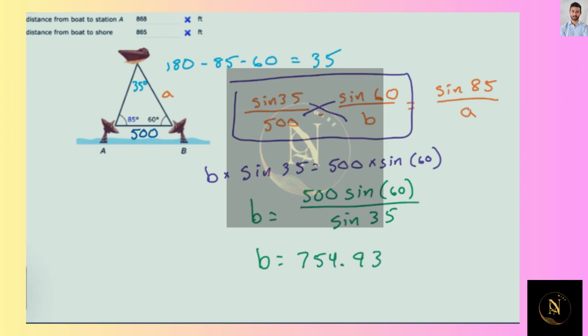Let me come over here now, erase that, and put that value in. So that's 754.93. Now it says nearest whole foot, so let's make that 755.